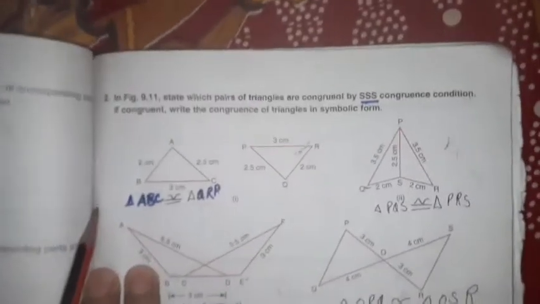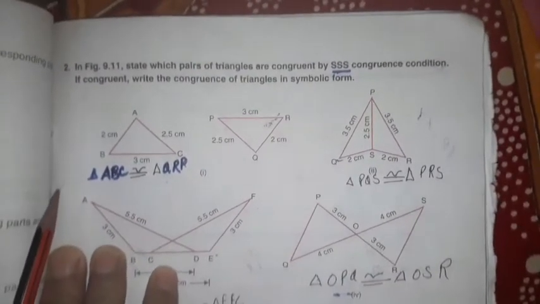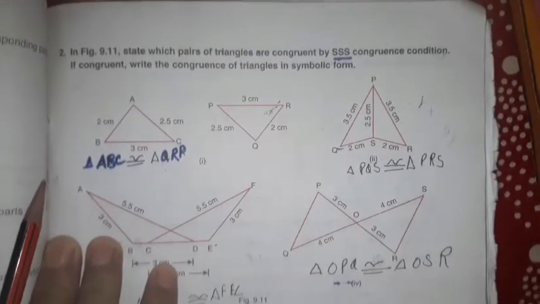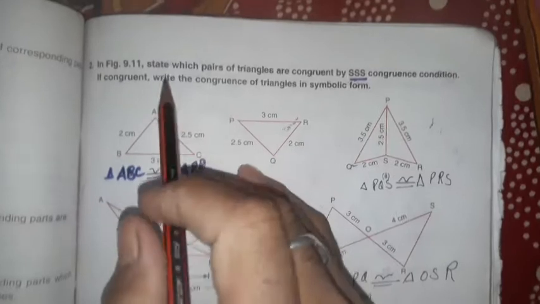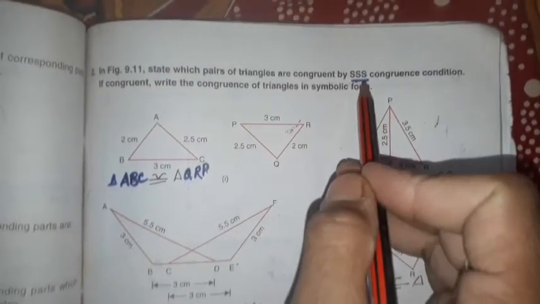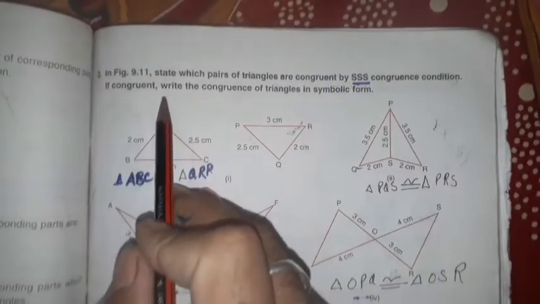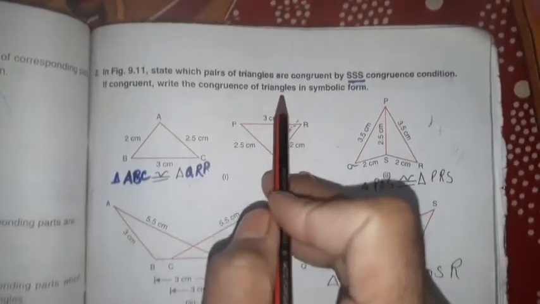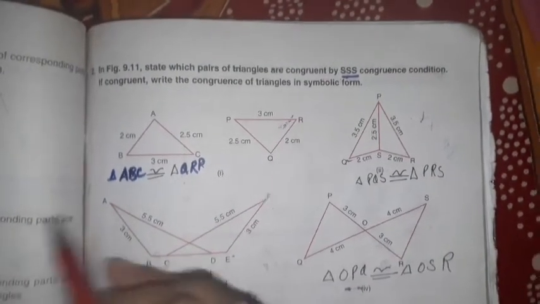Now question number 2. Question numbers 1 and 2 we have to do in the book only. In this question it is given, in the following figures, state which pair of triangles are congruent by the SSS rule of congruence condition. If congruent, write the congruence of the triangles in symbolic form, means in symbols form.